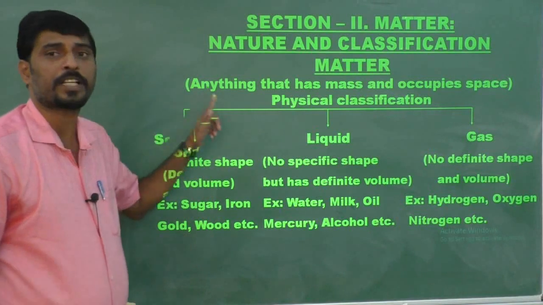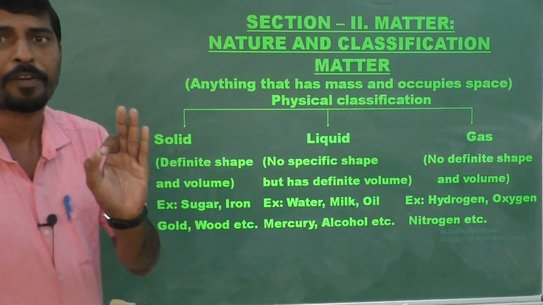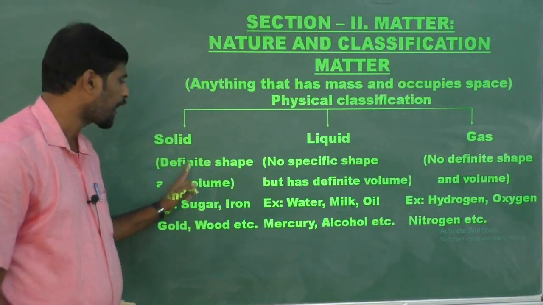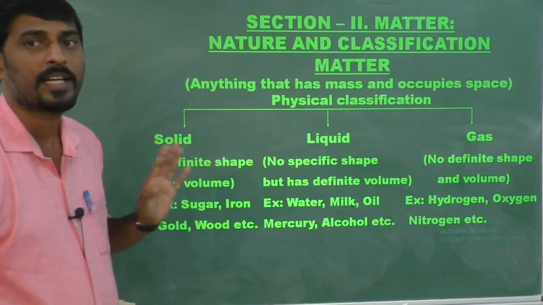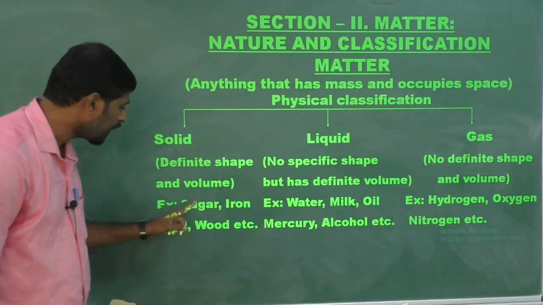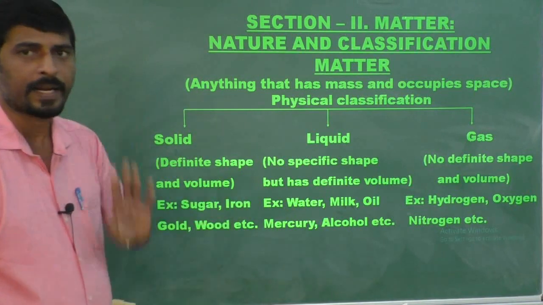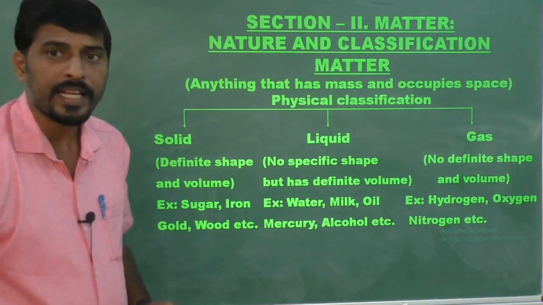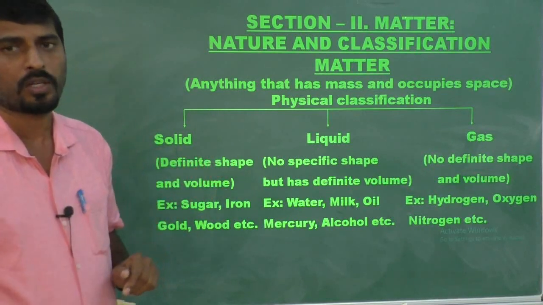Solids are those substances which have definite shape and definite volume. Those substances are called solids. Examples: sugar, iron, gold, wood, etc. In solids, the intermolecular force of attraction is very, very strong.